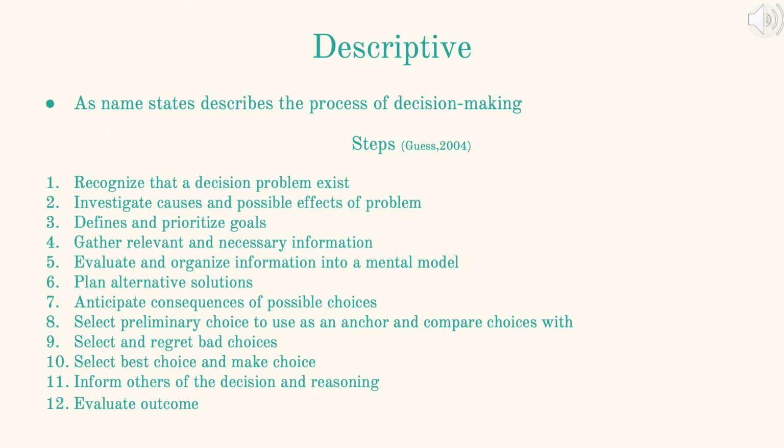While the normative is basic, there is the descriptive model that goes into the process of decision making. It begins with recognizing the decision problem exists, then you investigate the causes and the possible effects of the problem, define and prioritize your goals, gather relevant and necessary information, evaluate and organize the information into a mental model, plan alternative solutions, anticipate consequences of possible choices, select a preliminary choice to use as an anchor to compare your choices with, select and reject bad choices, select the best choice and make the choice, inform others of the decision and the reasoning behind it, and evaluate your outcome.